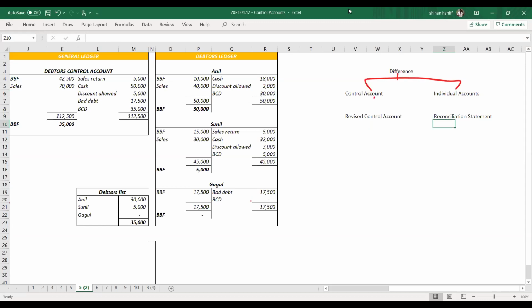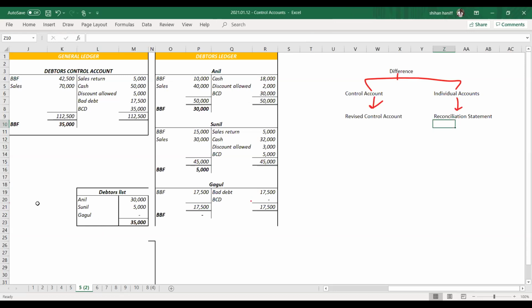Difference can be from the control account. Then if we prepare the revised control account, and if it is from the individual account, we prepare the reconciliation statement. Let me explain one example now.